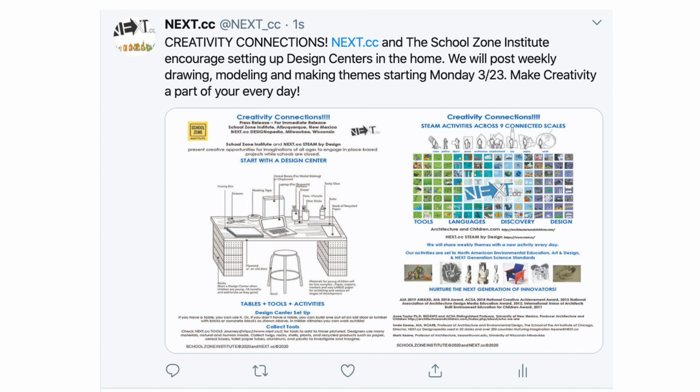And these suggestions are listed under something that was created during COVID by Next.cc and the School Zone Institute with suggestions of how to set up a design center so that you have your pens there and your pencils, you have your iPad, you might even have a light table, you have scissors and glue and paper so that you can make and create and draw and sketch and document as you're learning. And we've helped you under Creativity Connections with those worksheets that we shared with you.